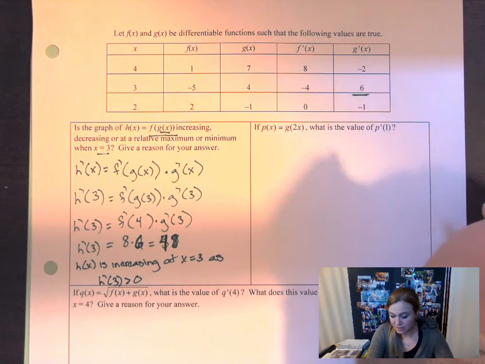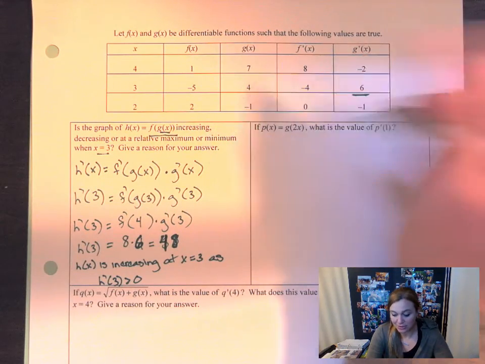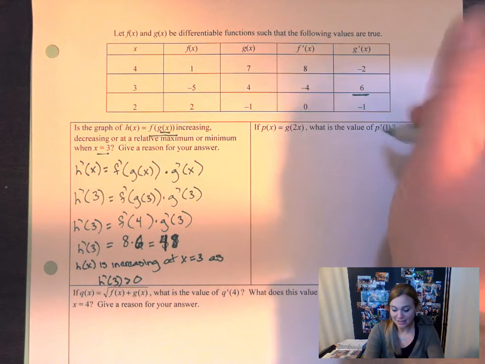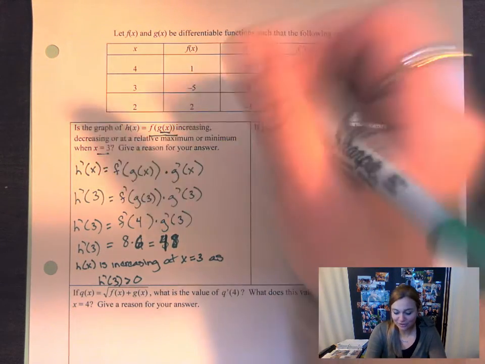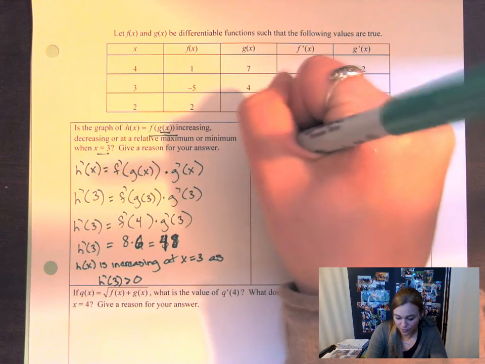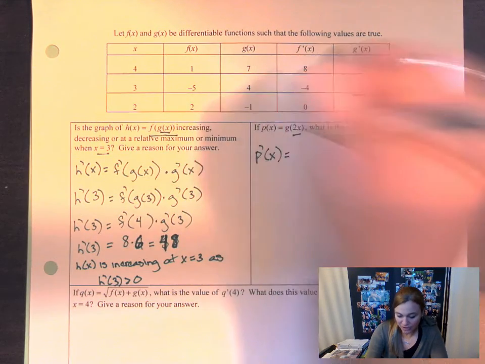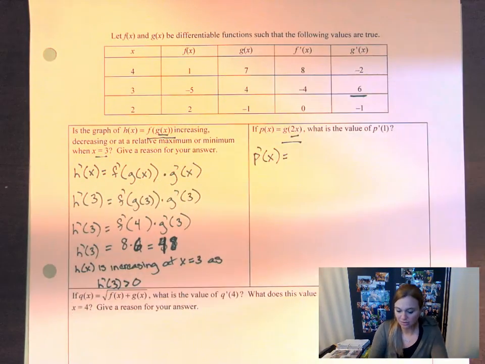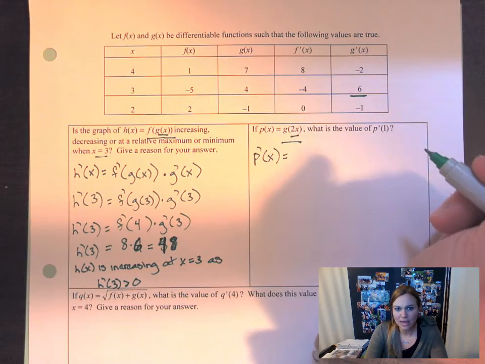Let's do this one next. P of x is g of 2x. That's a function within a function. Yes. And it says what is p prime, which means that I need to take the derivative. My inside function is just 2x. My outside function is g of something. So what is the chain rule again?